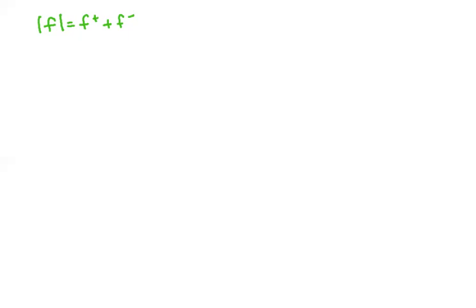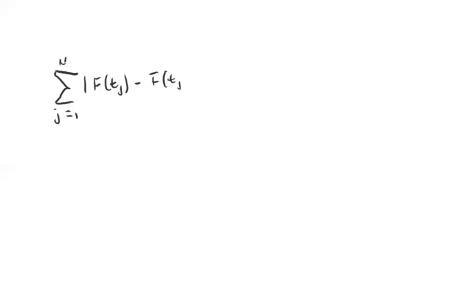No. So not quite. Because essentially what you have, let me get my pen out, you have this summation j equals 1 to n of the absolute value of f(tj) minus f(tj minus 1), which equals the summation plus, plus the summation minus, right?